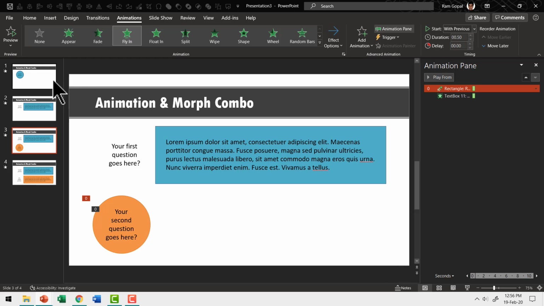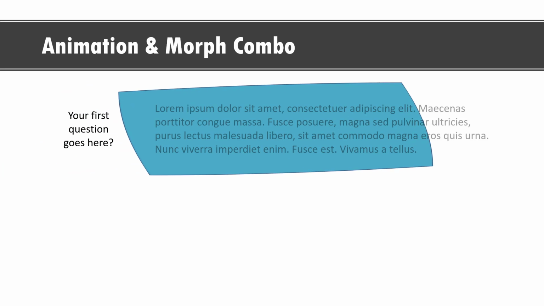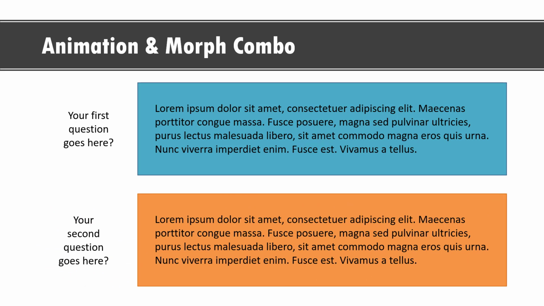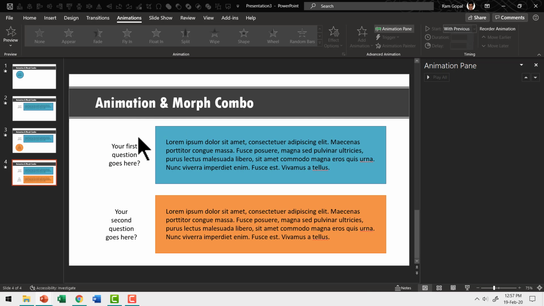Now when I go back to the first slide and show you how the whole thing plays, this is how it is. We introduce the question and unfold the answer. At this point when I click, you can see that I have my second question coming in quite nicely, and then the morph transition happens. So that is how you combine custom animation and morph transition to come up with some really interesting effects.